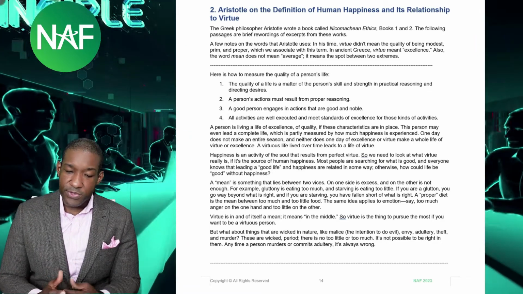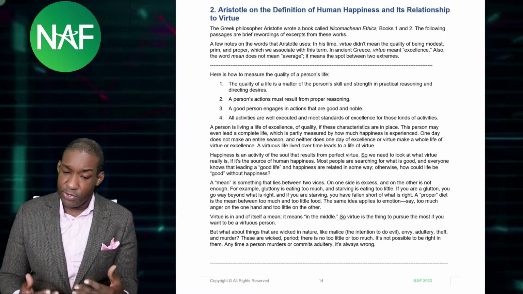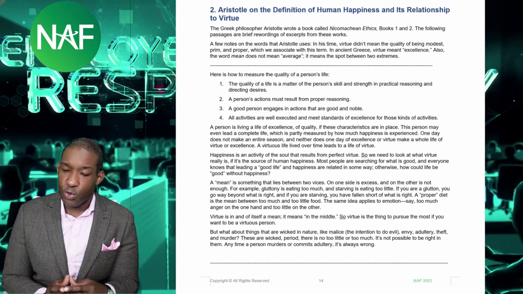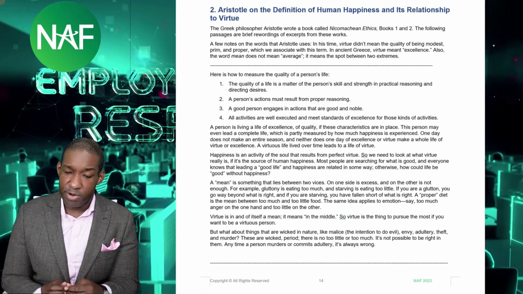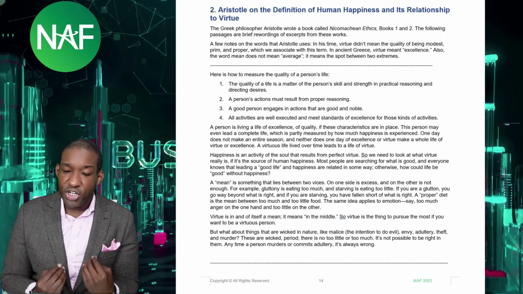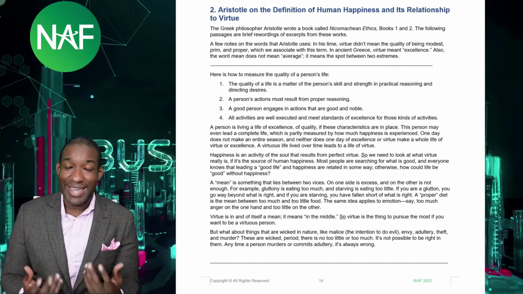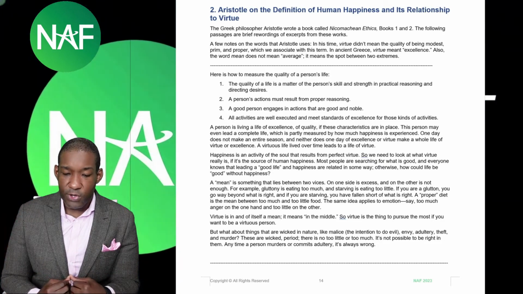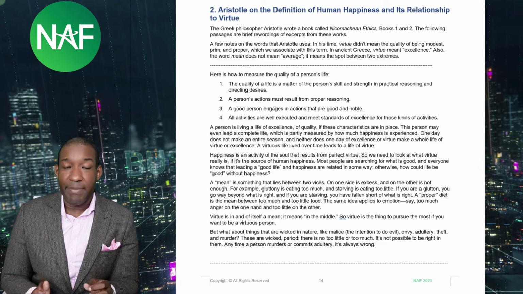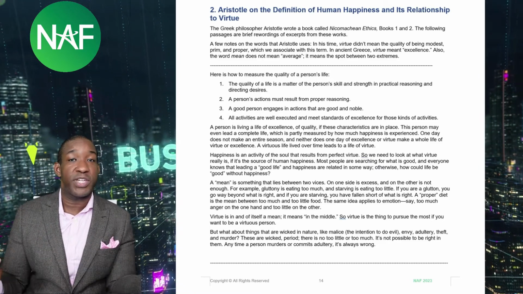A few notes on the words that Aristotle uses. In his time, virtue didn't mean the quality of being modest, prim and proper, which we associate with this term. In ancient Greece, virtue meant excellence. Also, the word mean does not mean average. It means the spot between two extremes.